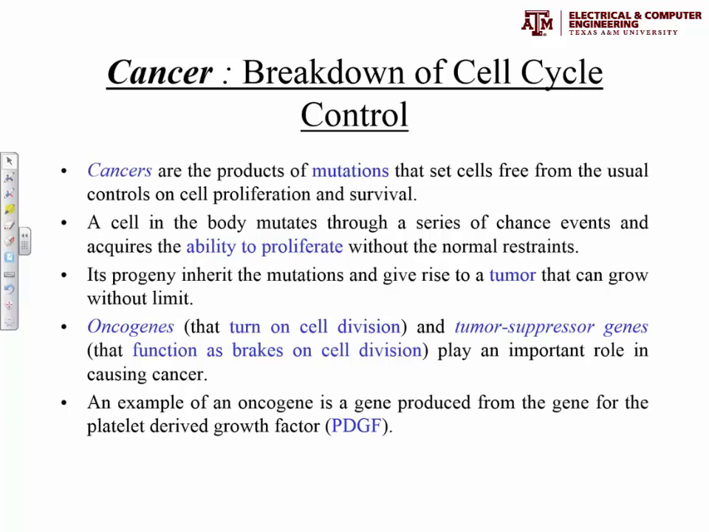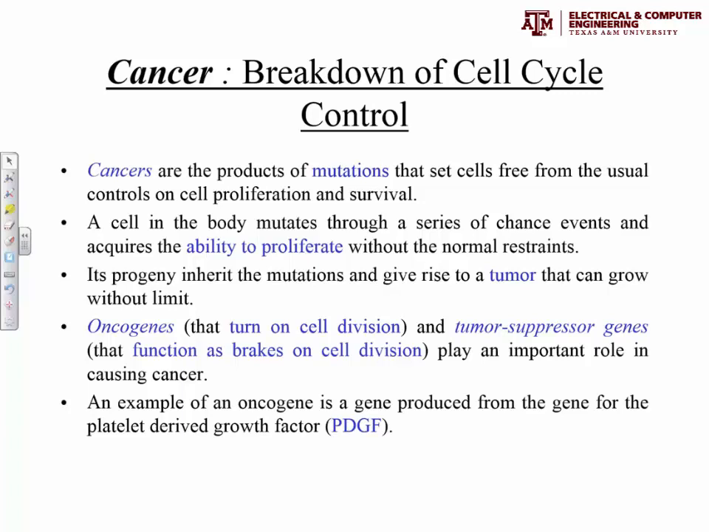So oncogenes, which turn on cell division, and tumor suppressor genes, which function as brakes on cell division, play an important role in causing cancer. An example of an oncogene is the gene that is produced from the gene for the platelet-derived growth factor. A few slides ago, I talked about it. If you have a cut or a wound, platelets at the site will release platelet-derived growth factor, which in turn will bind to the receptor tyrosine kinases on the surviving cells and stimulate them to divide.